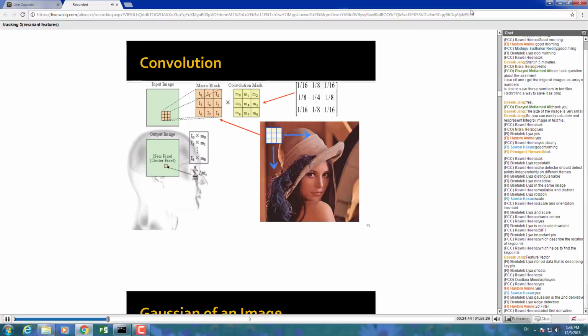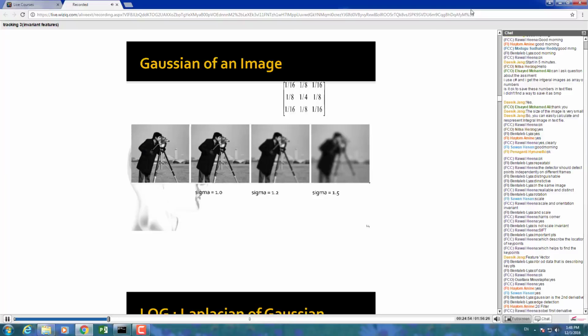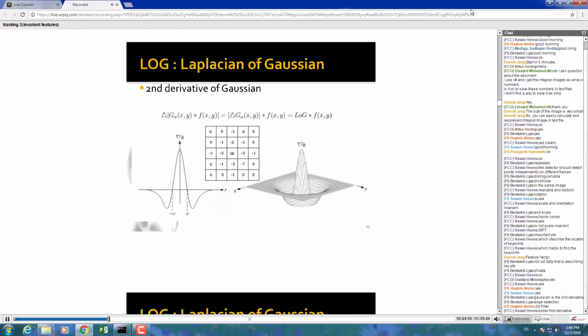Now I think you may already know the concept of Gaussian, right? So let me skip Gaussian. We are using convolution to do Gaussian. Okay, let me skip. So this is Laplacian.